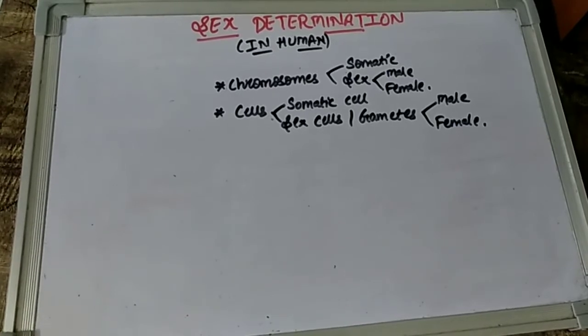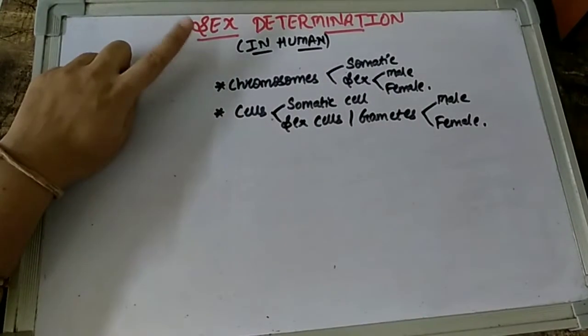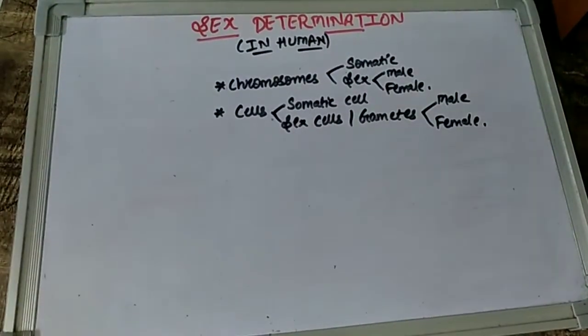So children, in continuation with the topics of genetics that we are doing, today we are going to discuss the topic of sex determination. This is one of the last topics with respect to our grade 10 NCERT textbooks, right? And then we are going to learn about the chapters on evolution.